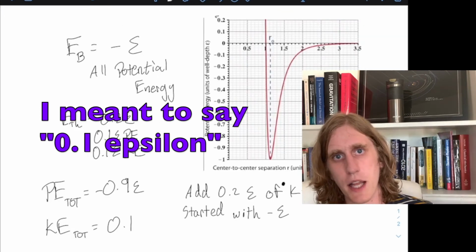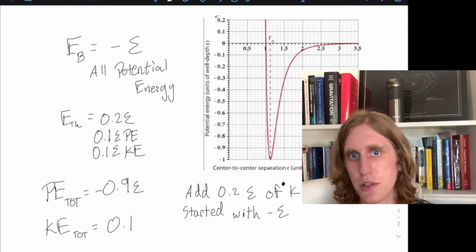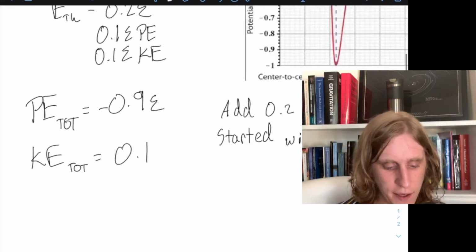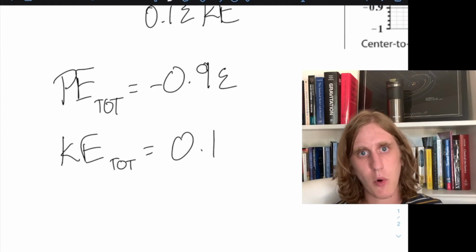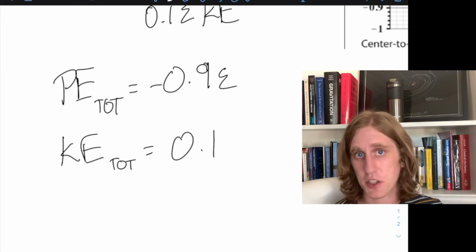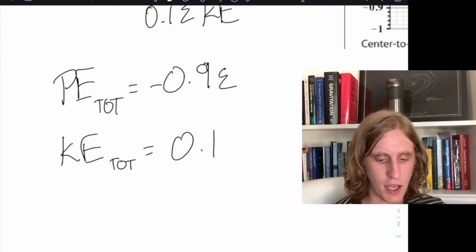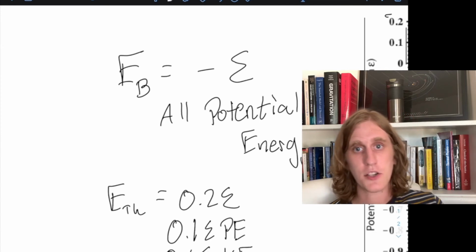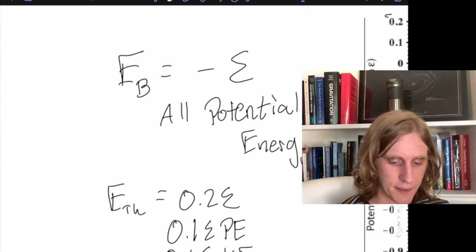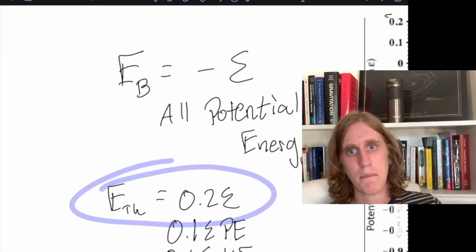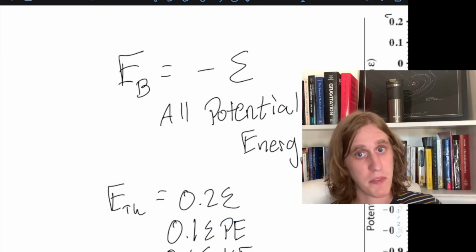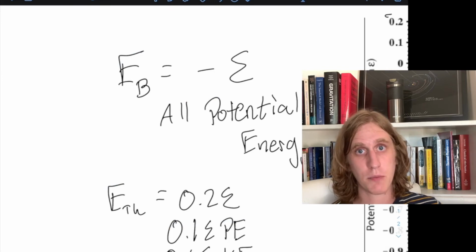So what's their total energy? Well, we know it should be equal to negative 0.8 epsilon. That's what we already found. If we add up the total potential energy and the total kinetic energy, we get negative 0.9 epsilon plus 0.1 epsilon, which is equal to negative 0.8 epsilon, as we expect. Similarly, if we add up the thermal energy and the bond energy, we get negative epsilon, that's how much bond energy we have, plus 0.2 epsilon, that's how much thermal energy we have. This also adds up to negative 0.8 epsilon.